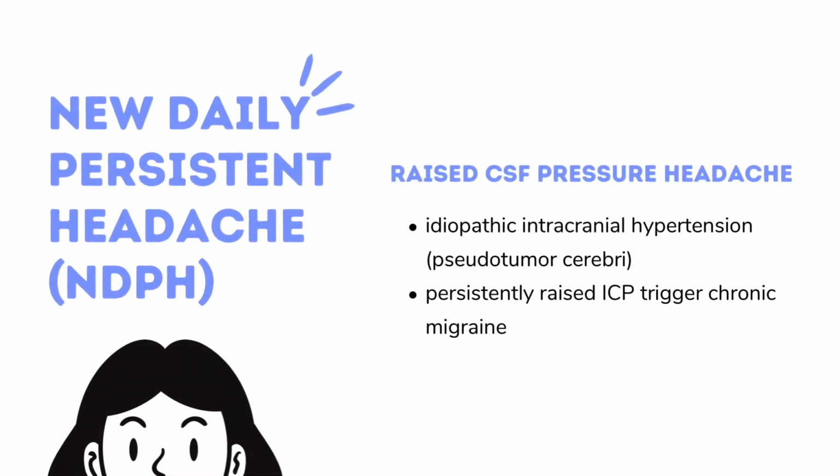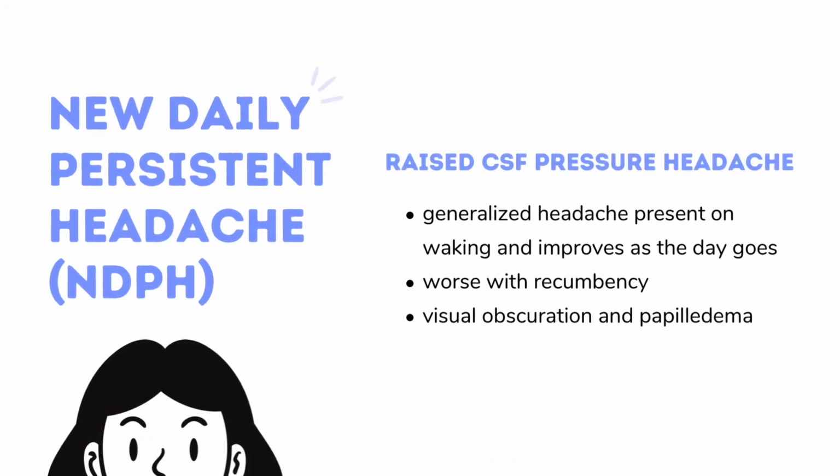Another cause for secondary NDPH is the raised CSF pressure, which may be from pseudotumor cerebri or a persistent raised ICP that triggers chronic migraine. It is described as a generalized headache present on waking and improves as the day goes, and is worse at recumbency. This is the opposite of the first cause discussed, which is the low CSF volume.